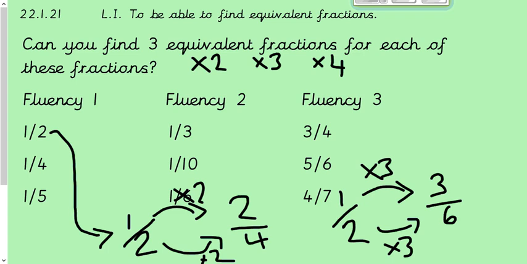Okay, hopefully you managed to have a good go at those questions. I can't really go through the answers with those because like the other one, there are endless answers because you could have times it by any number. So as long as you have times both the numerator and the denominator by the same number, then you should have an equivalent fraction. Let's move on then to this question.